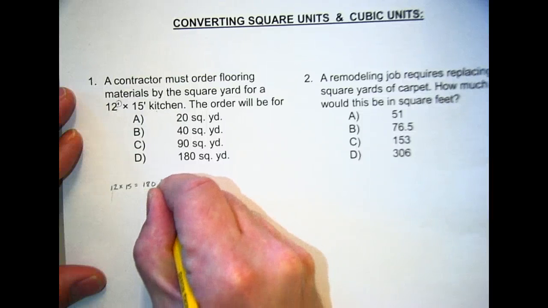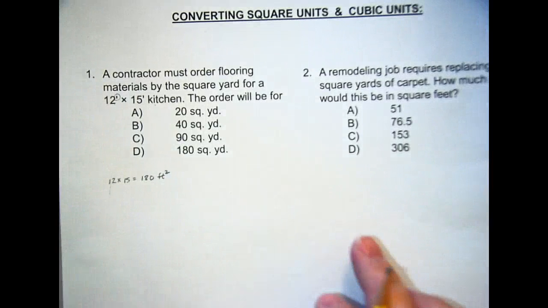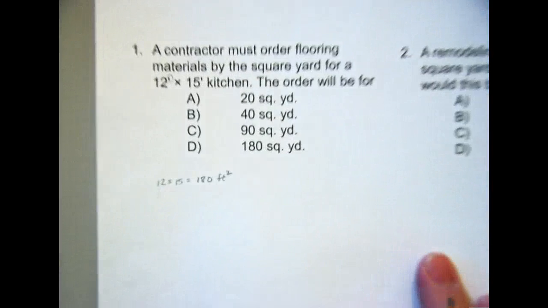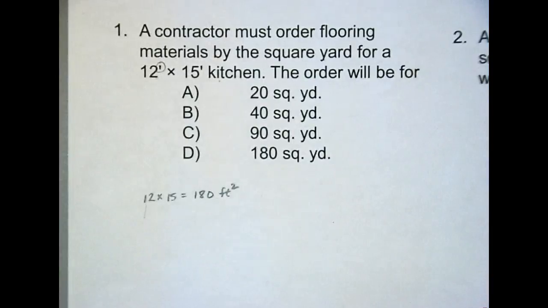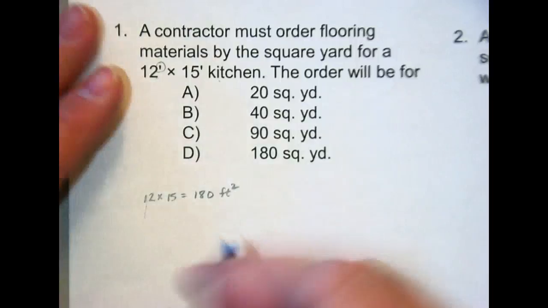Okay? We don't want square feet, however, we want square yards. So if I'm dealing with square yards, I've got to first think about what a square yard is, or what square yards and square feet are. How do they relate? Yeah? There are 3 feet in every yard. Okay, there are 3 feet in every yard.